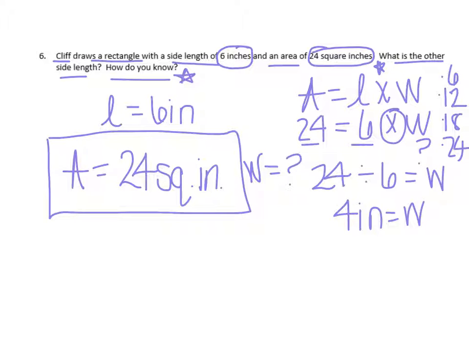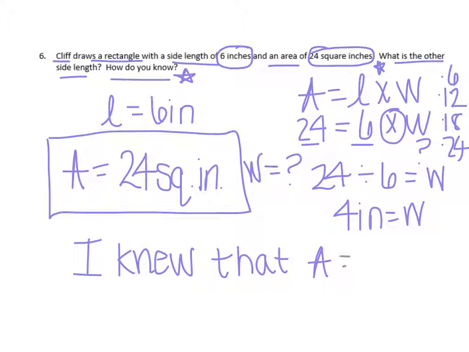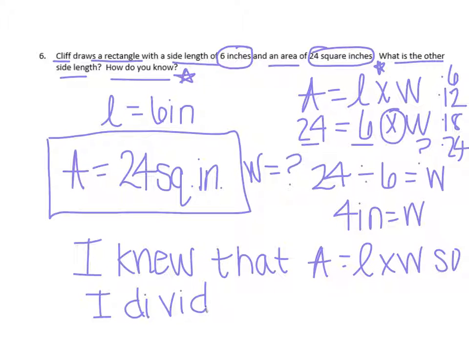They want to know how we knew. So we can write a statement that says, I knew that A equals length times width. So I divided to solve.